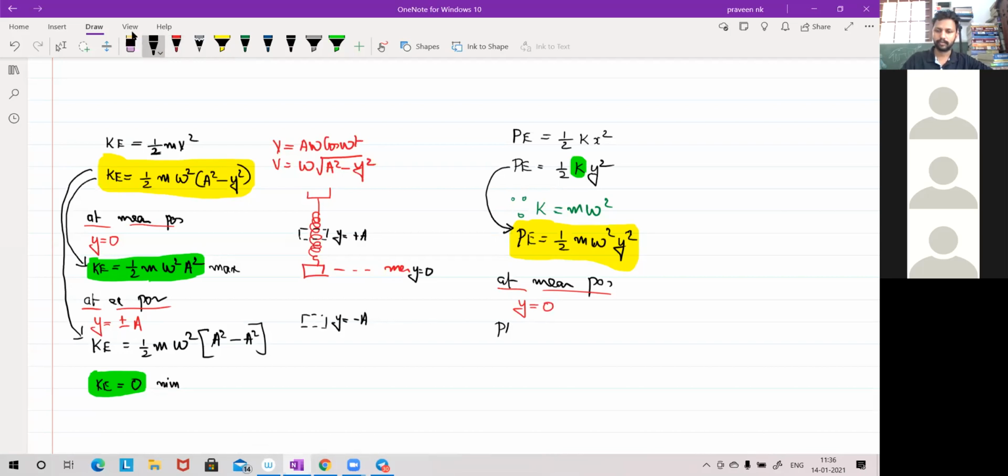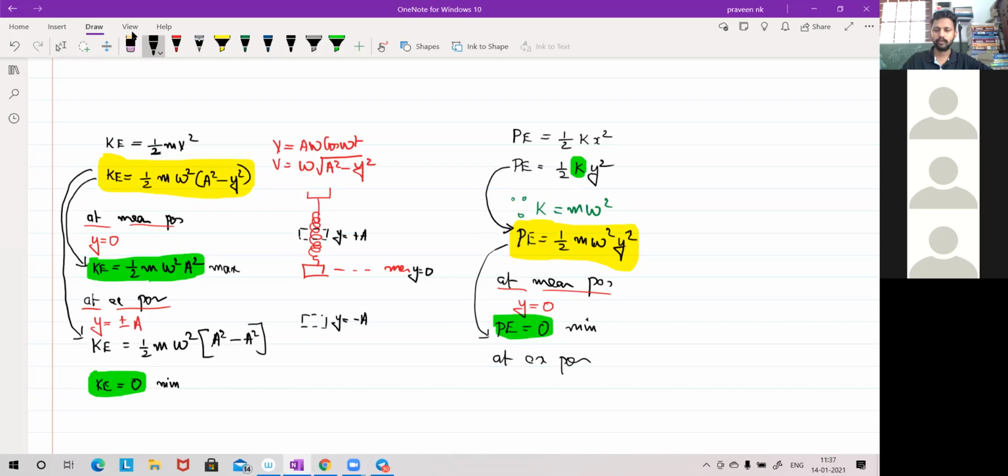We will have to say the potential energy over here should be half m omega square into y square, means it should be 0. The potential energy will become 0. Am I correct? Yes, the potential energy will become 0. Then, is it minimum or maximum? Minimum. Yes, it is minimum. Potential energy will be minimum. Then the next special case is at extreme position.